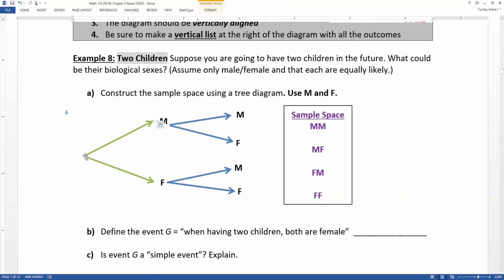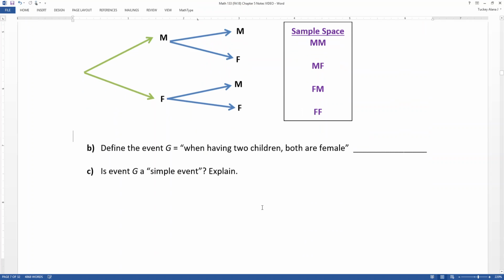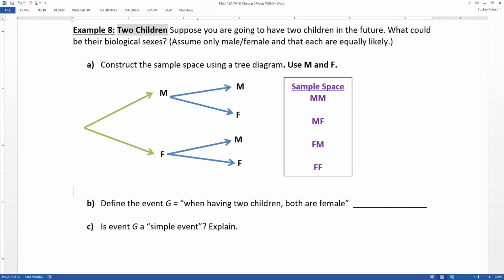Back to the present, I might not have had a male child at all. Maybe I had a female child, so I'm working on the bottom arrow. So I move along this bottom arrow to a female child first. And then from that female child, I could have had a male child, or from that female child, I could have a female child. So it gives me the sample space: MM, MF, FM, and FF. But they're in a nice pattern. They're equally likely. They're all organized. Everything's beautiful.